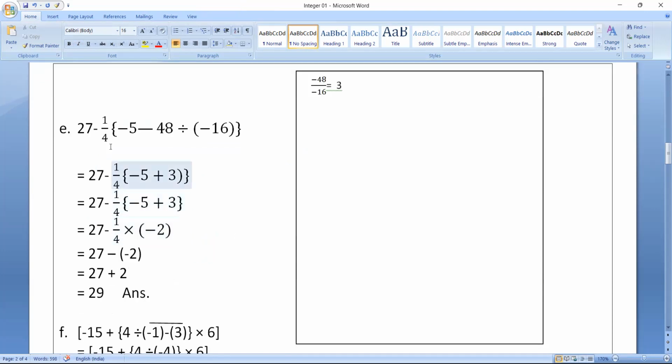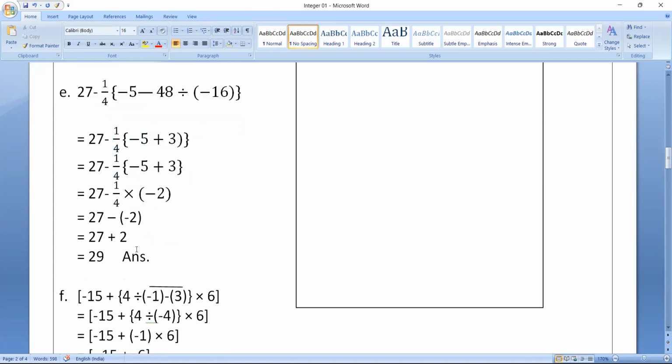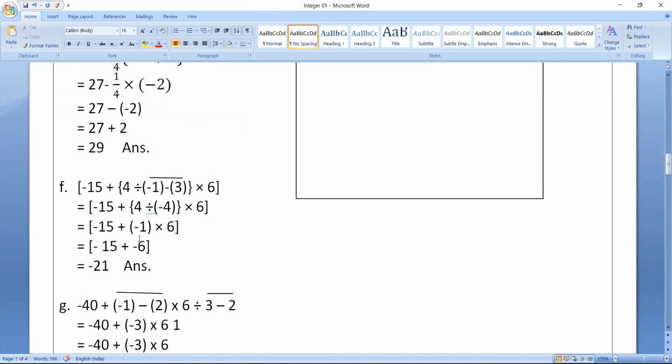Now, my dear student, 1/4 is written and no symbol is given in between. So 1 by 4, put the multiplication sign and multiply these two numbers. Then 4 by 2, and 2 times 2 is 4. This 4 and 2 will be cancelled out, and minus 2 is left. This is the answer 27. I hope this is the right answer.